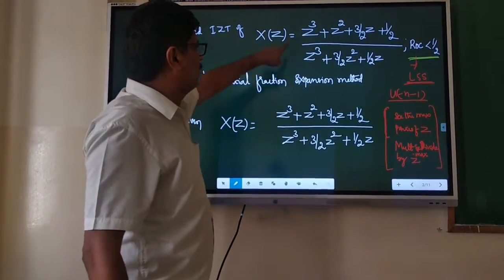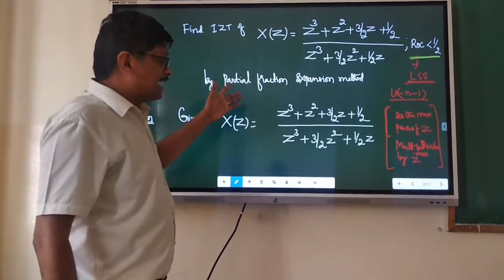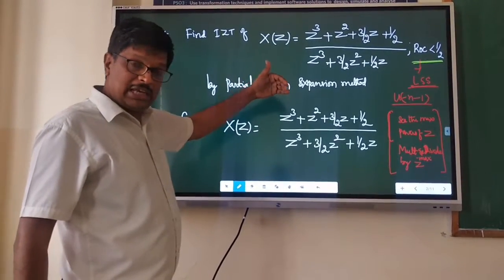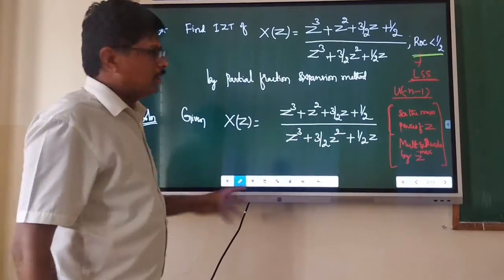Then see the numerator and denominator. Then he says to use the partial fractions expansion method, but he is not telling which method, the long division method or the direct partial fractions expansion method. He will not tell; you have to see now.